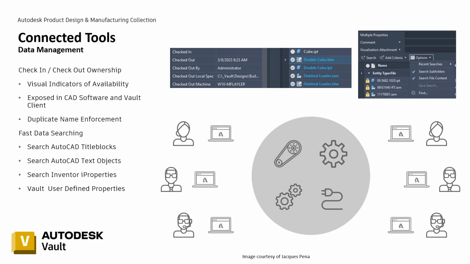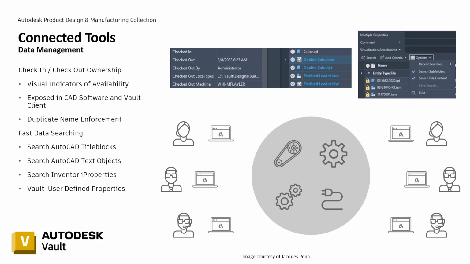Okay? It also has extremely fast data searching. So Vault will search AutoCAD title blocks, and it will also search text objects. So if I have a text object like a leader note or an engineering note, well, that's not going to be a title block property. That's something on the page or on the sheet. You can actually tell it to search that file content, and it'll look inside the AutoCAD file and find those text objects and return those results to you.